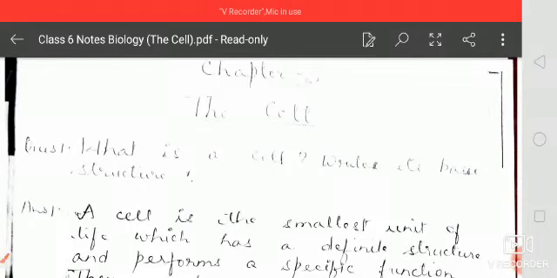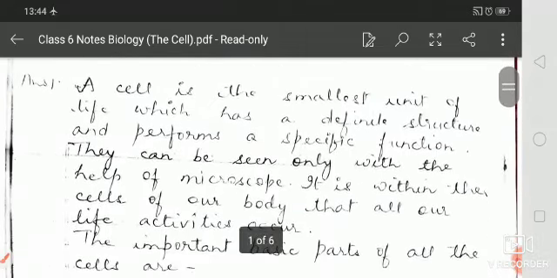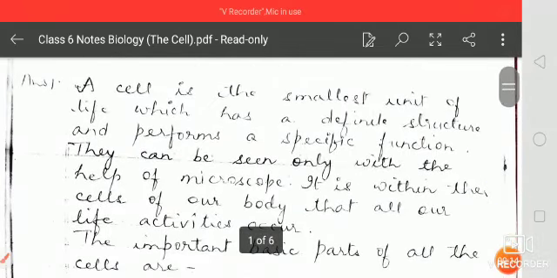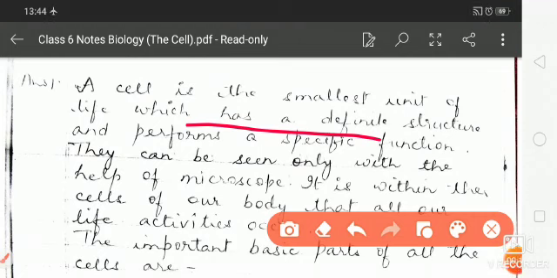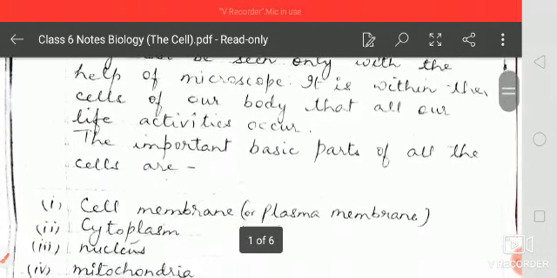Students, today we will explain the notes of chapter number 3, that is the cell. So what is the cell and write its basic structure. You know that the cell is the smallest unit of life, which has a definite structure and performs a specific function. They can be seen only with the help of a microscope.